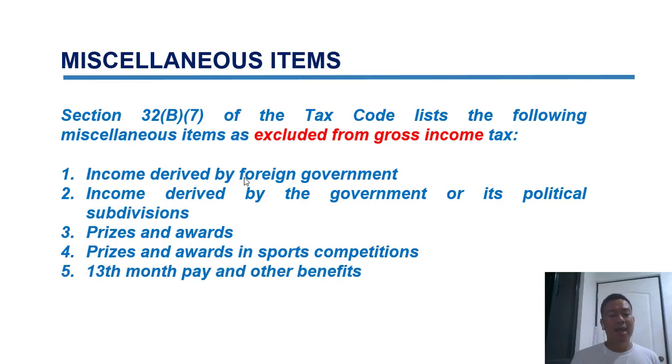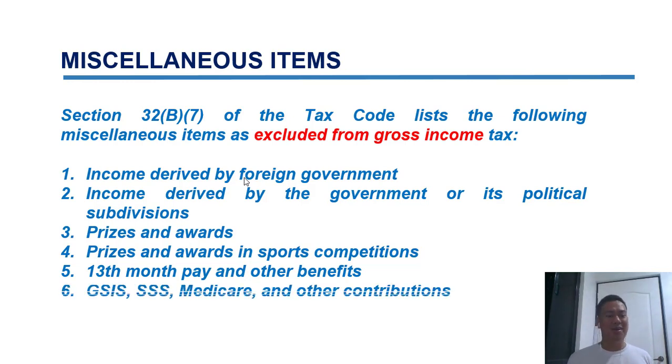And 13th month pay and other benefits. Sa 13th month pay and other benefits, kailangan nating maintindihan na meron tayong threshold. Ano ba yung threshold natin? Ngayon, ang threshold natin is 90,000. Kung ang 13th month pay and other benefits mo ay hindi pa lumalagpas ng 90,000, yun ay excluded from the gross income. Pero kapag lumagpas na sa 90,000, taxable na yun.